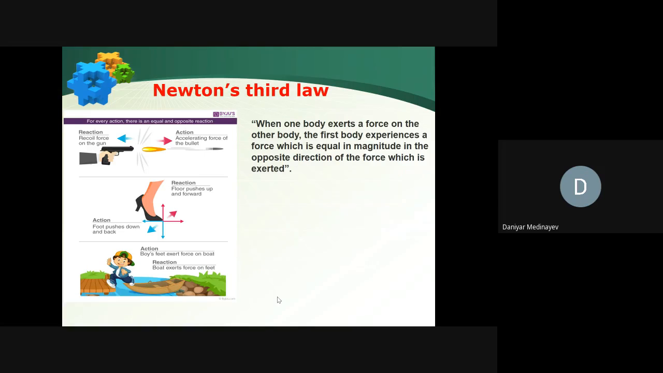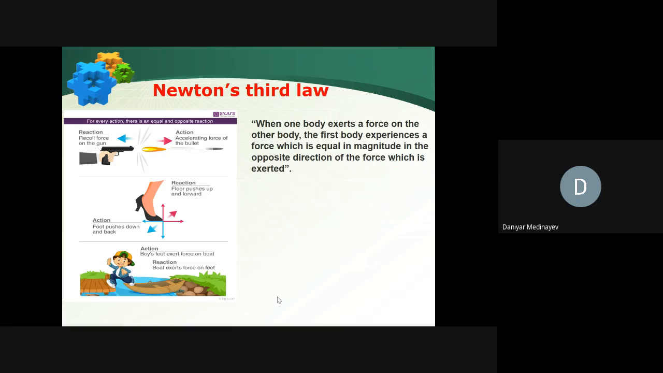And what about Newton's third law? From this illustration, as you can see in the first illustration, action-reaction forces act on the gun and on the bullet. The action force applied to the bullet accelerates it, and the reaction force, the recoil force, acts on the gun.